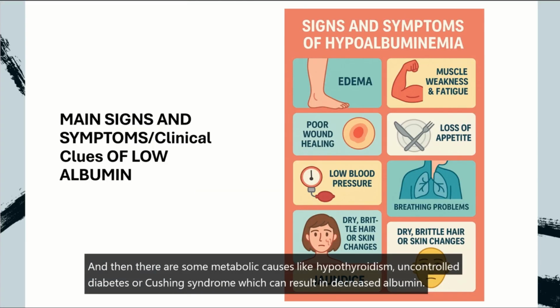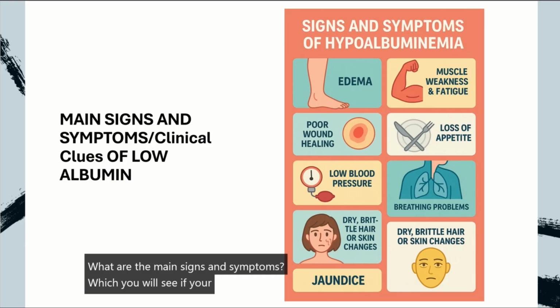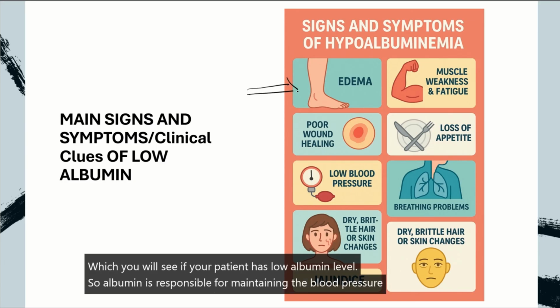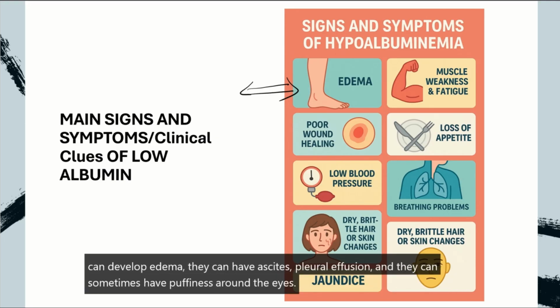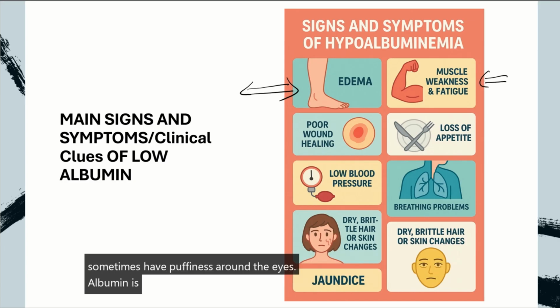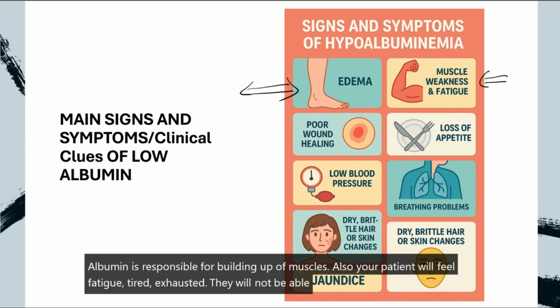Now, what are the main signs and symptoms which you will see if your patient has low albumin level? Albumin is responsible for maintaining the blood pressure. So your patient can develop edema, they can have ascites, pleural effusion, and they can sometimes have puffiness around the eyes. Albumin is responsible for building up of muscles also. Your patient will feel fatigued, tired, exhausted. They will not be able to perform normal activities.